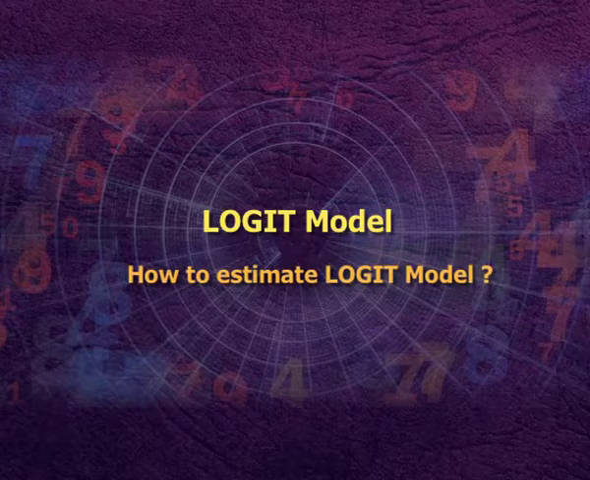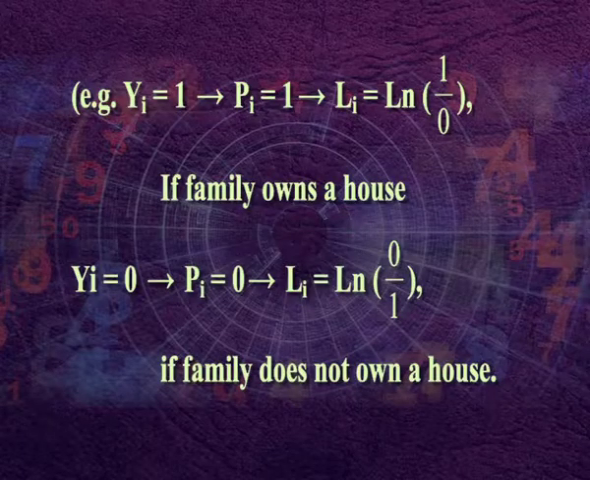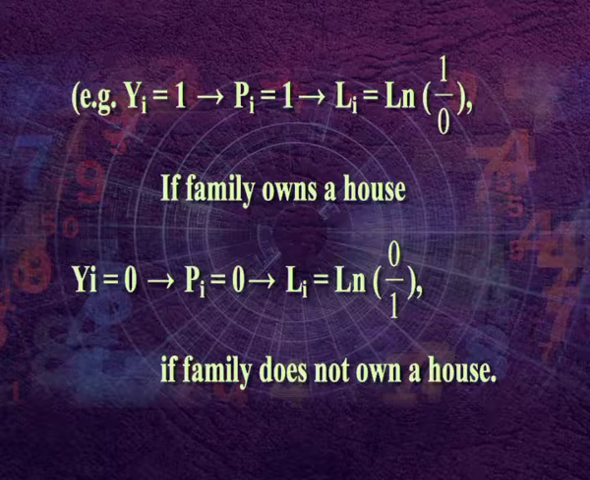How to estimate the logit model? Case number 1. Data at the individual level. If we have data on the individual families, we cannot use equation 8 due to the nature of the data. Yi equal to 1 means Pi equal to 1, which gives Li equal to ln of 1 upon 0 if the family owns a house. Yi equal to 0 means Pi equal to 0, which gives Li equal to ln of 0 upon 1 if the family does not own a house. Both of these are meaningless.